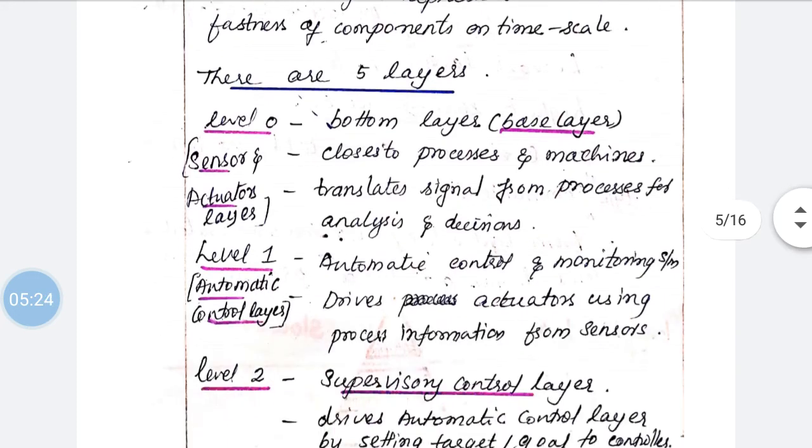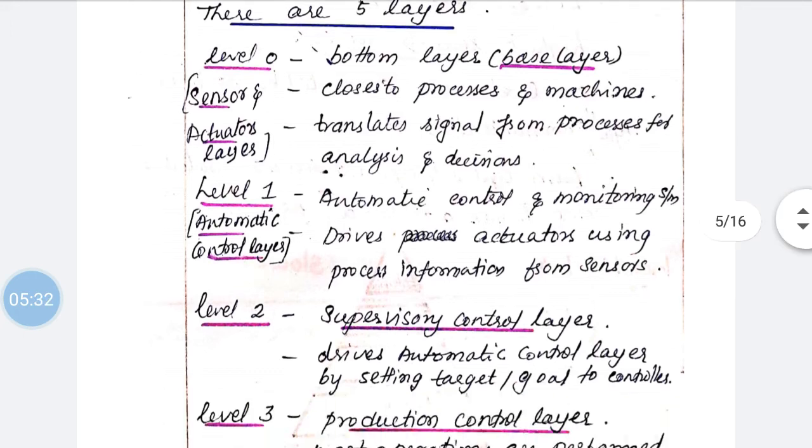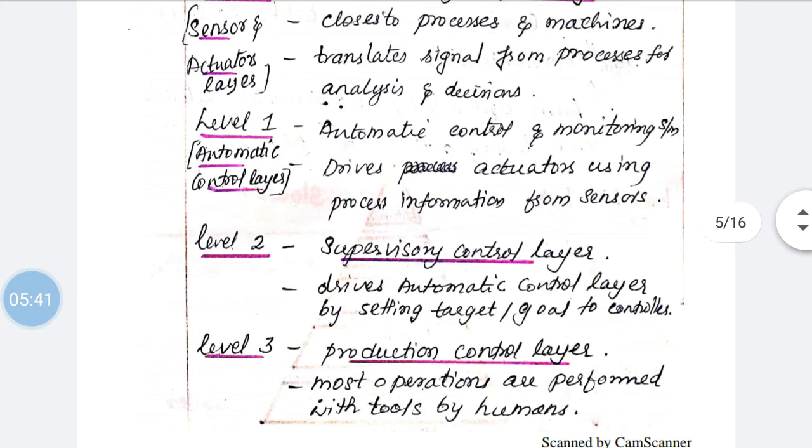The 5 layers: level 0, which is the sensor and actuator level, which is the lowest level or base level. It is closest to the process and machines, and it translates signals from the process for analysis and decisions. Level 1 is the automatic control layer. Automatic controlling and monitoring system ആണുള്ളത്. It drives the actuators using process information from sensors.